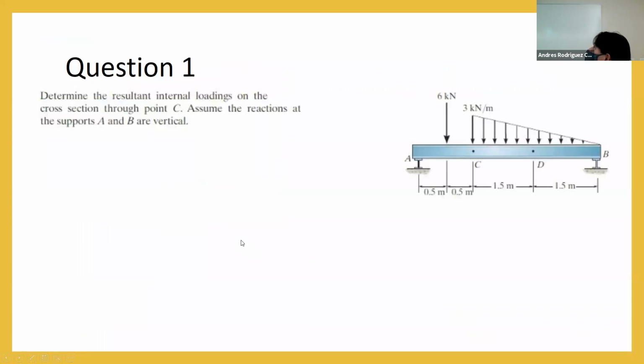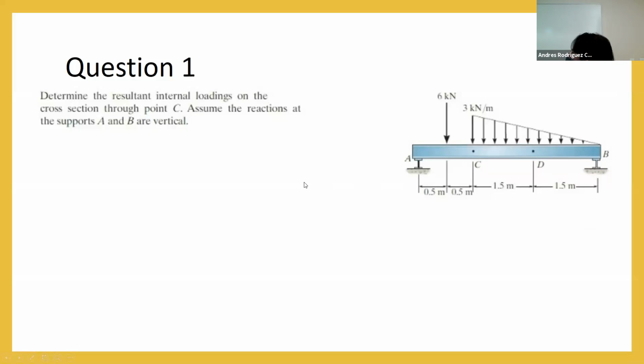So knowing that, that is the basics of statics, at least for the elements. We're going to analyze a few problems that we already have here. The first one, the easy one, is: determine the resultant internal loadings on the cross section through point C. Assume that the reactions at supports A and B are vertical. It means that there is just a reaction at this point here, so we have some kind of roller in this place.